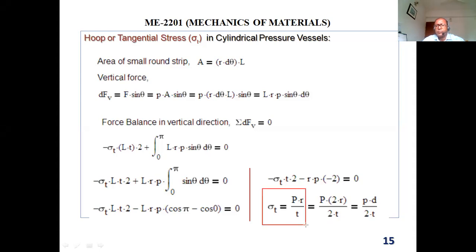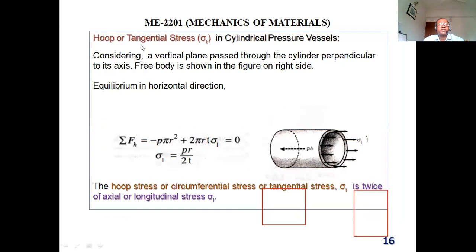This is the formula. This one is tangential stress or hoop stress, sometimes also called circumferential stress. Both have the same meaning. And the other stress is longitudinal stress, this one: sigma L equals PR by 2T.